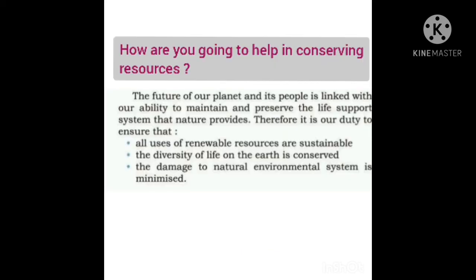Then the question arises, how are you going to help in conserving resources? The future of our planet and its people is linked with our ability to maintain and preserve the life-supporting system that nature provides. Therefore, it is our duty to ensure that all uses of renewable resources are sustainable, the diversity of life on the earth is conserved, and the damage to the natural environmental system is minimized.